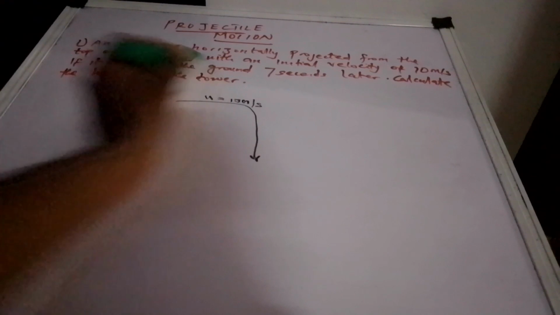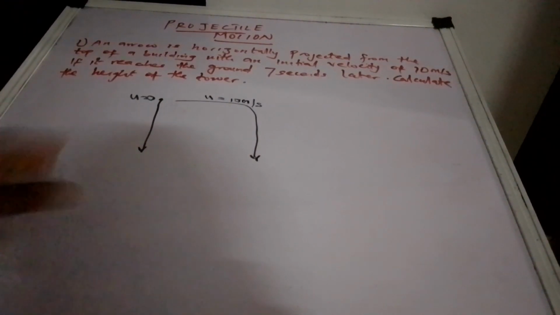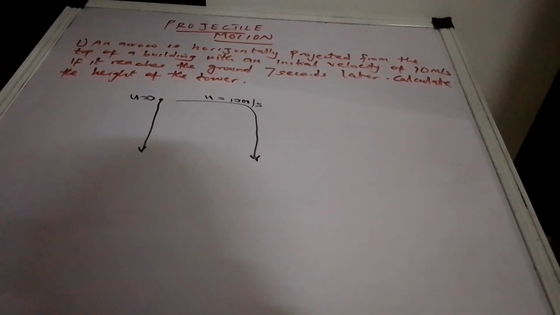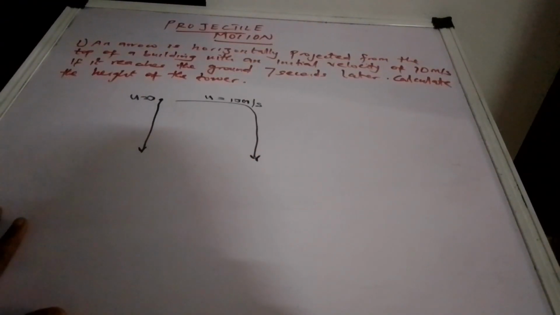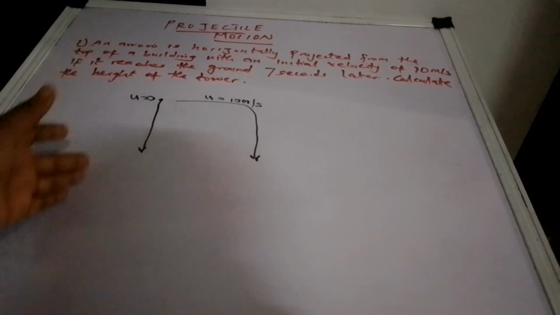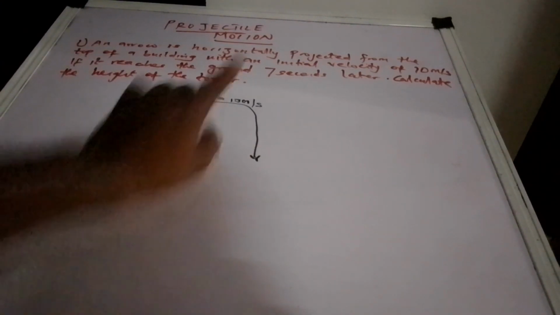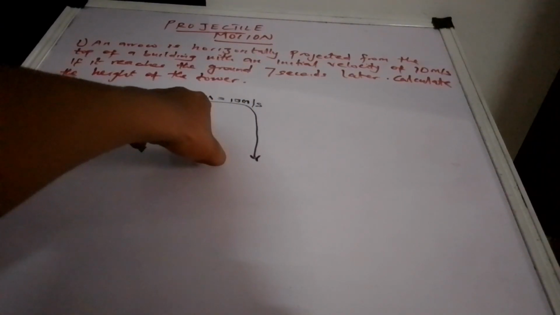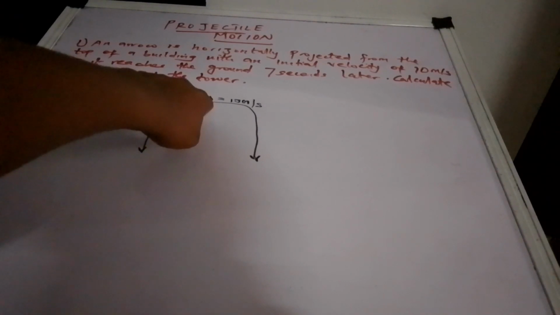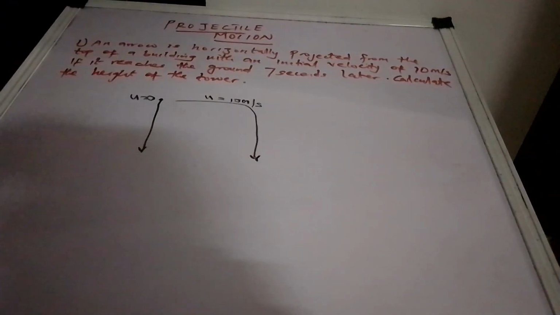So what we are looking for will determine whether we consider the horizontal component or the vertical component. Let's look at what we are looking for. We are looking for the height, and height has to do with the vertical component. So to determine the height, we are not going to use this initial velocity of 10 meters per second, because the height is a vertical component of motion of this body.